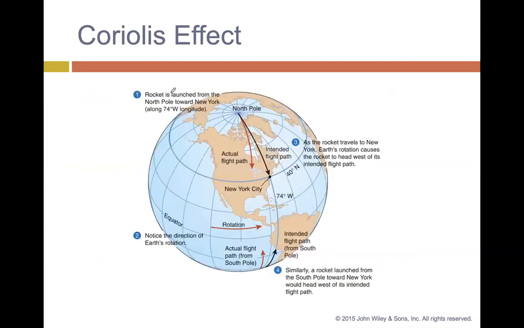So here we have, for example, a rocket being launched from the North Pole towards New York along the 74 west longitudinal line. Notice the direction of the Earth's rotation. And as the rocket travels to New York, the Earth's rotation actually causes the rocket to head west of its intended path, shown in that red line. Similarly, a rocket launched from the South Pole towards New York would head west of its intended flight path. Because of the rotation of the Earth, it will move slightly off path.